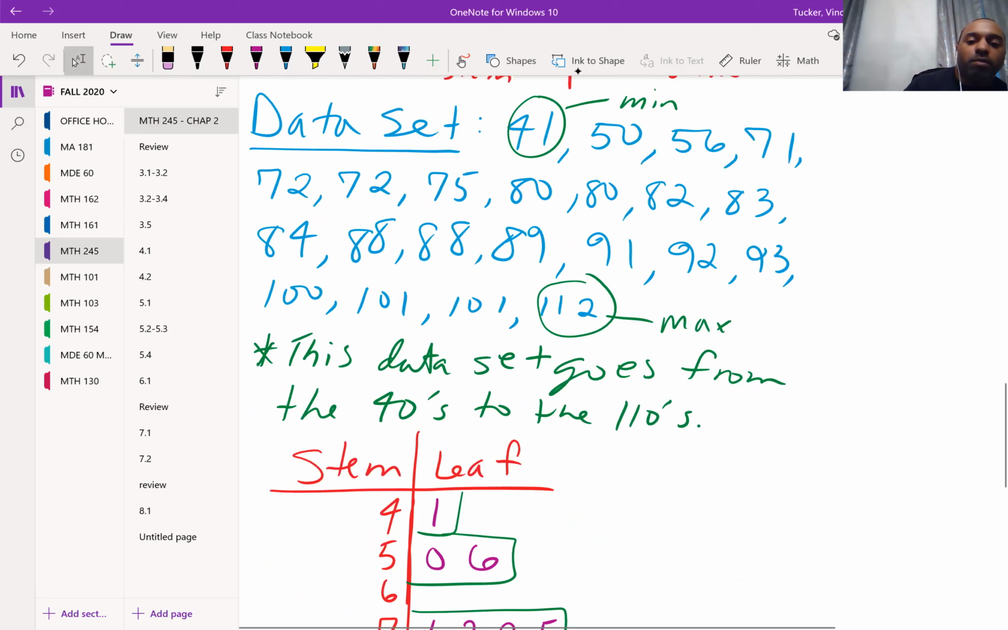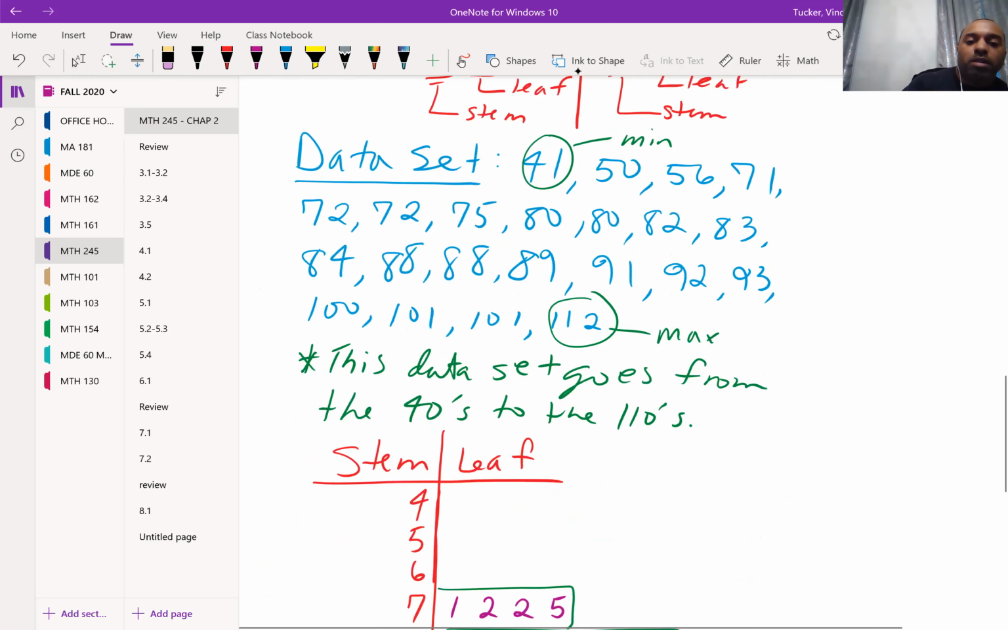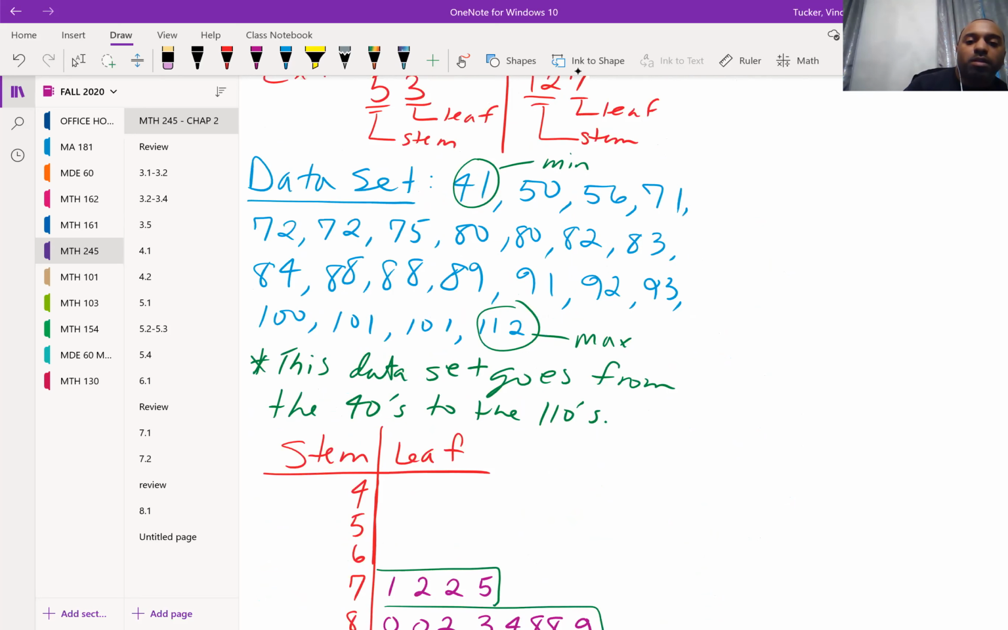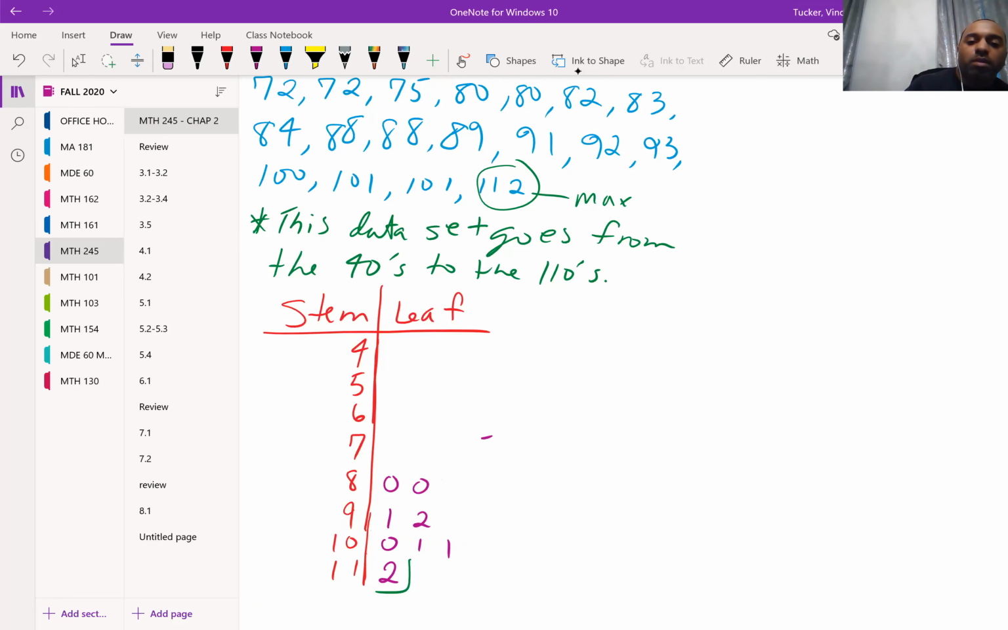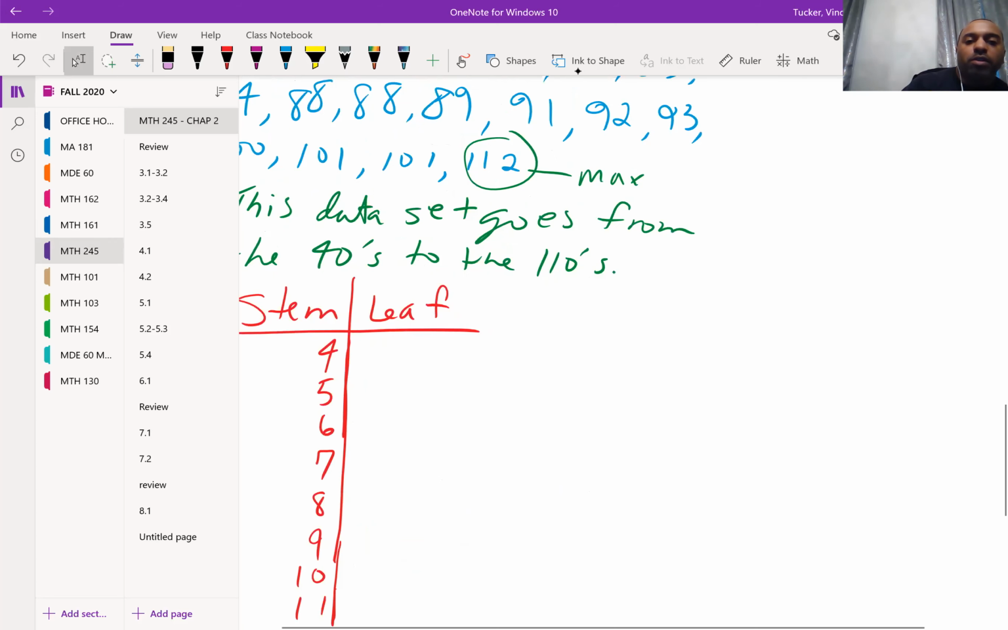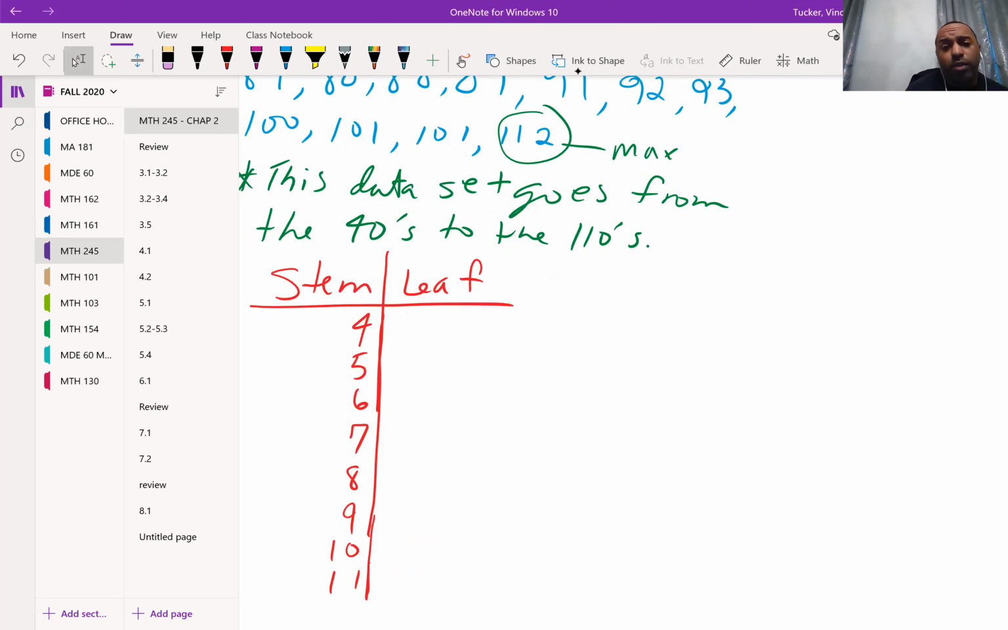All right, and let me erase this so we can walk through it. So you set up your stem leaf plot like this. Like I said, we're going from the 40s to the 110s. So that's why I have 4, 5, 6, 7, 8, 9, 10, and then 11. Because remember, if I have 112, this is my leaf, and this right here is my stem. That's where I got that 11 from. All right, so now looking at our data set.